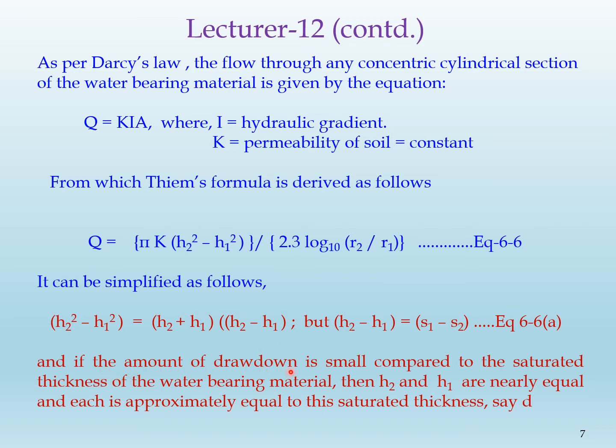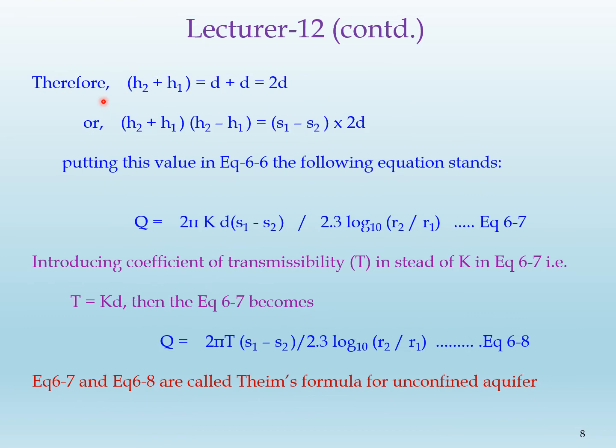And if the amount of drawdown, that means this H2 and H1, is very small compared to the saturated thickness, that means compared to the initial thickness of aquifer D, then H2 and H1 are nearly equal and each of them can be written as the saturated thickness D. So we can write H2 and H1 as D if the drawdown is very small. Therefore, H1 plus H2 becomes D plus D equal to 2D.